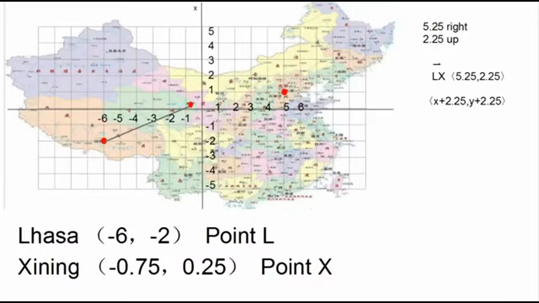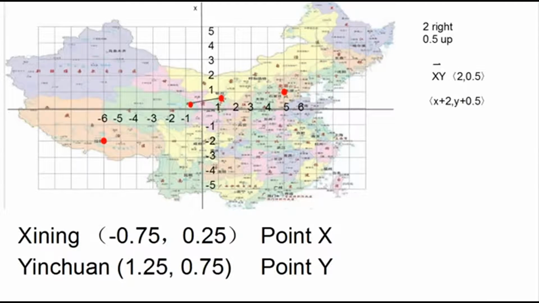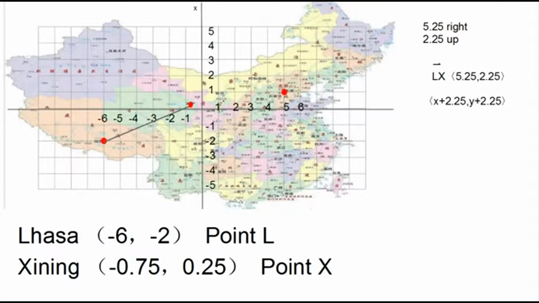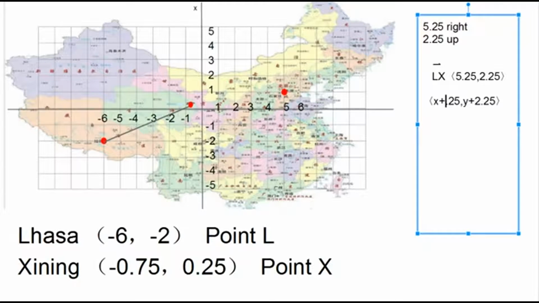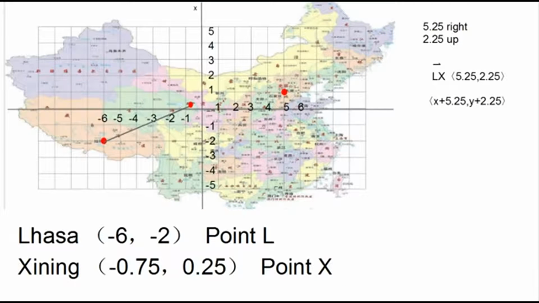Let's take a look from the first city L to the city Xining X. So the coordinate of Lhasa, city L, is -6 and -2, but of city X is -0.75 and y is 0.25. So that's positive 5.25 to the right, and positive 2.25 up, and we write the vector notation like this: LX 5.25, 2.25, and the other way to write it is x plus 5.25 and y plus 2.25.